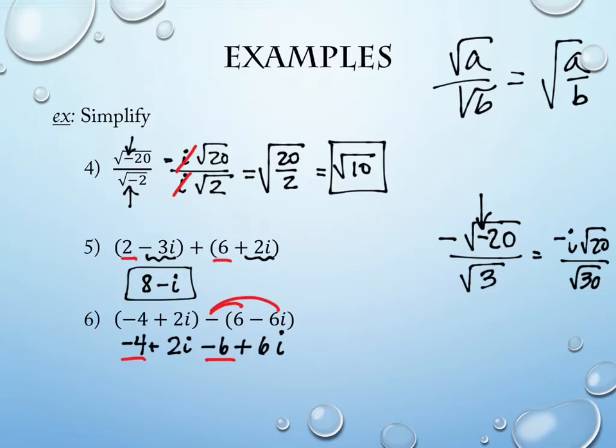The constants are alike. Negative 4 and negative 6 are negative 10. My positive 2i and my positive 6i are alike. 2i plus 6i is 8i. And I'm done. So don't try to overcomplicate them. We're combining the pieces that are alike, and we're leaving alone the pieces that are not.